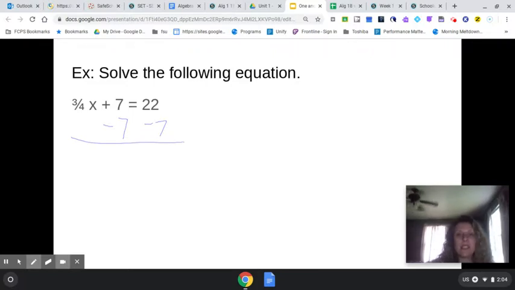+7 minus 7 gives us 0, so that is going to cancel out. And 22 minus 7 is going to give us 15. On the left side, I'm going to bring down the 3/4 x.